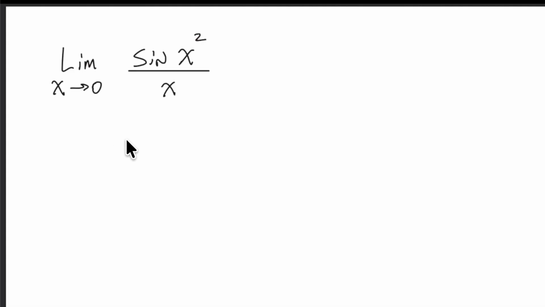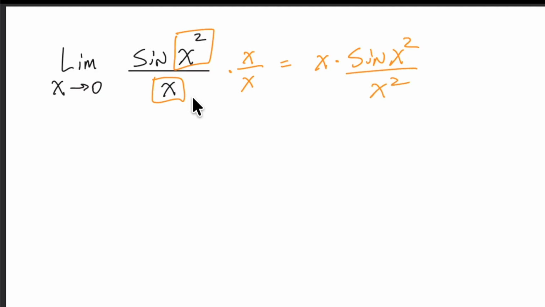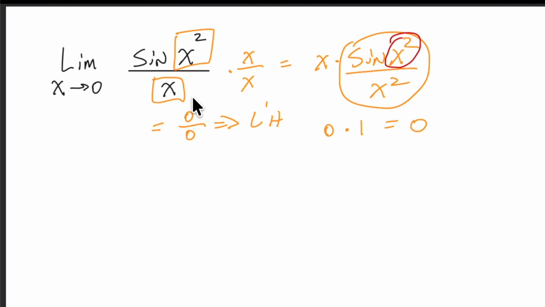Next, we have the limit as x approaches 0, sine of x squared over x. So we would love it if the argument matches the denominator. So we're going to multiply top and bottom by x, and we're going to end up with x sine of x squared over x squared. This is going to go to 1. So now we're going to have 0 times 1 equals 0. The other way to do this is to recognize you have 0 over 0, and then you could use L'Hopital's rule. Folks, again, I refer you to my separate video.